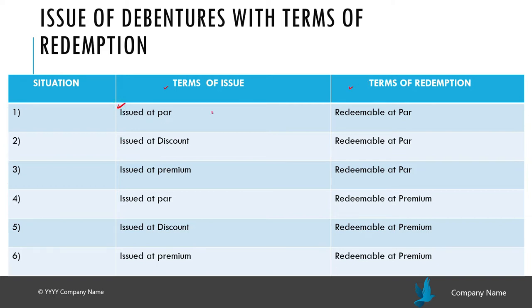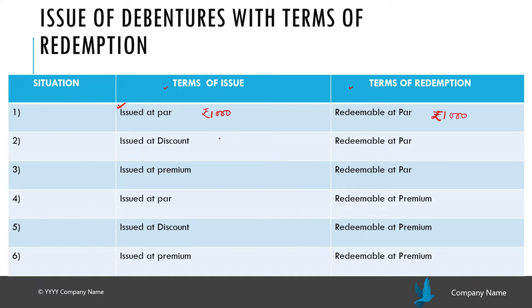That means a 1000 rupees debenture is issued with the term of redemption at rupees 1000 only. That means here there is no difference between the amount of issue and par. At the time of issue, the debenture holder paid 1000 rupees to the company and the company will pay back to its debenture holder at the time of redemption just 1000 rupees.